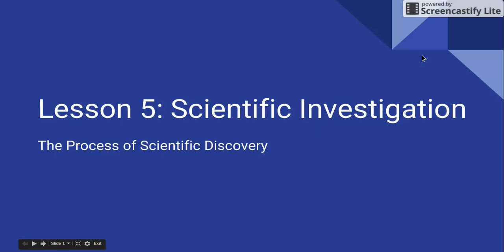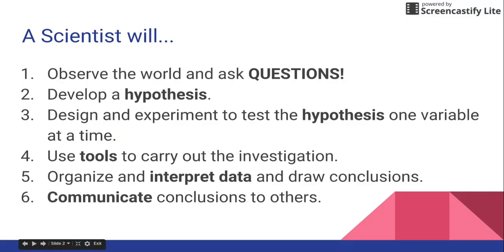Lesson 5, Scientific Investigation, the process of scientific discovery. A scientist will 1. Observe the world and ask a question. 2. Develop a hypothesis. 3. Design an experiment to test the hypothesis, one variable at a time.